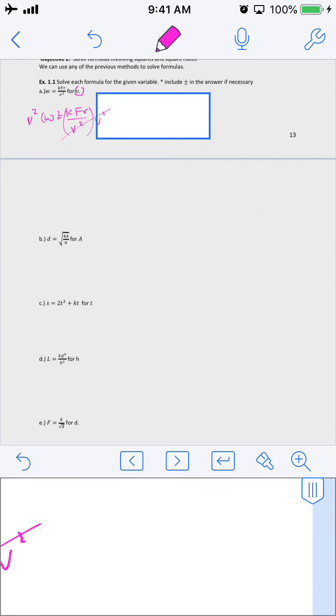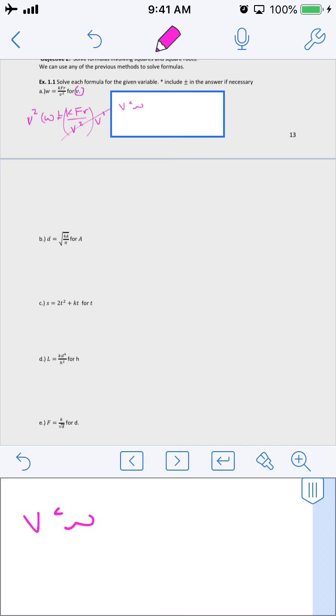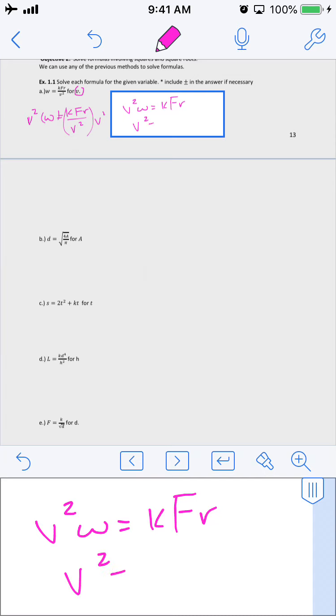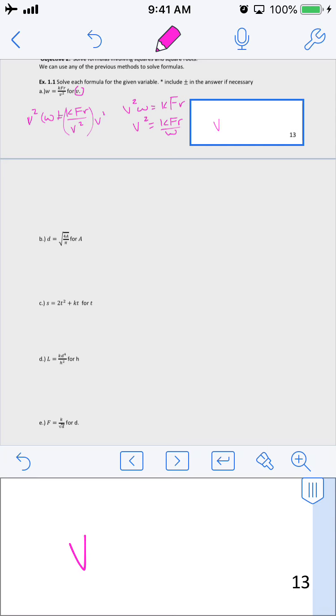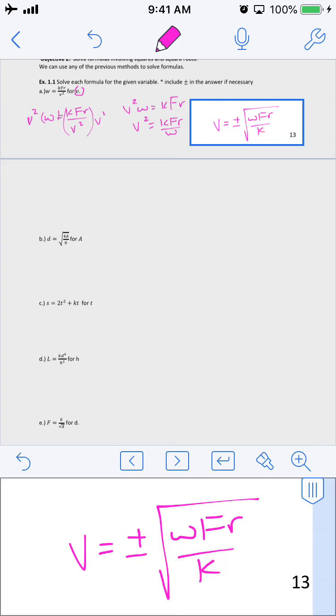And therefore it'll cancel. We end up with V squared W equals KFR. Sorry. And now I need to, which one am I after again? I'm after V. So I want to make sure I go after V still. So divide by W to both sides. End up with that. And then how do I get rid of a square? We take the square root. So we get V equals plus or minus. Yes, I must have that, even though it is variables. No, I just wrote that backwards. KFR over W.